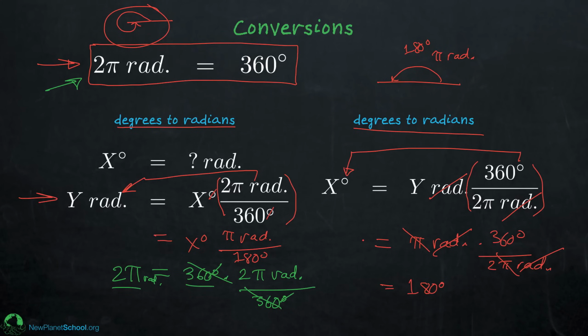So it's very easy to go back and forth between the two unit systems, just like you can go between feet and inches or whatever else. This is the way you go between the two main measurements of angle.